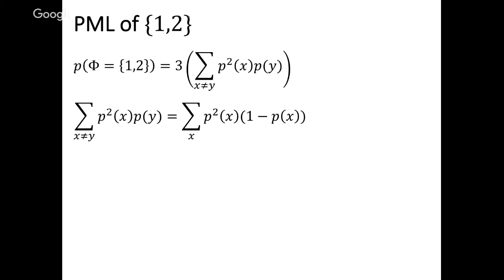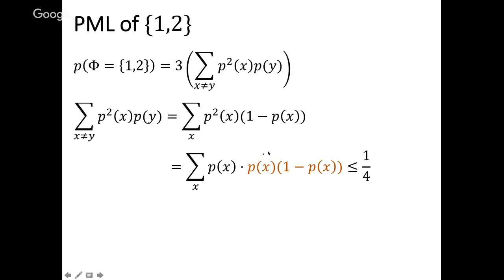So you want to maximize the summation of p_x squared times p_y. You can write this as a sum over all x's, and then sum over all y's that are not equal to x, and you'll end up with 1 minus p of x. So that can be written as the summation of p of x times p of x times 1 minus p of x. Now we know that r times 1 minus r is at most 1/4 for any r. Therefore, this term is always at most 1/4, and the sum over x of p of x is always at most 1. In other words, the summation is at most 1/4, and therefore the probability of the profile is at most 3 times 1/4, which is 3/4, which is more than 2/3.